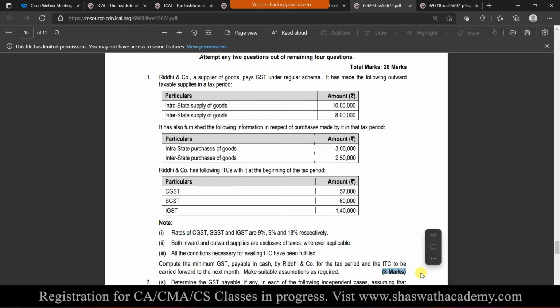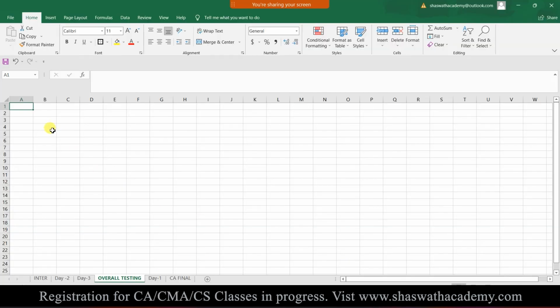So look at the entire question. Compute the minimum GST payable in cash by Riddhi and Co. for the tax period, and the ITC to be carried forward to the next month if any. So this is the overall testing for the period. Let me solve Riddhi Limited also for you guys. It's a simple example of an overall question, how it works.